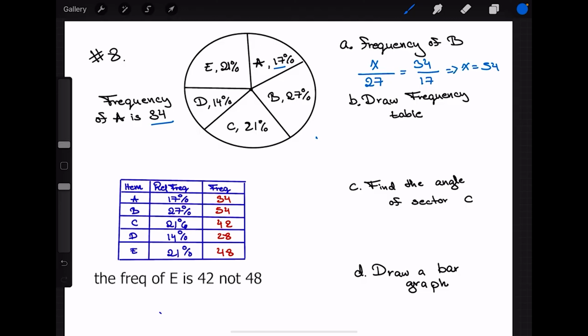Now, B asks you to draw a frequency table for this graph. I had written it down already down here. This real frequency just implies relative frequency, but in percentage form.